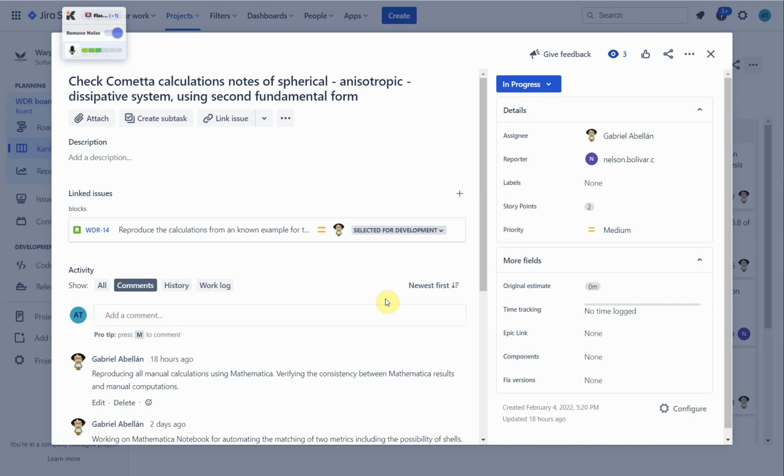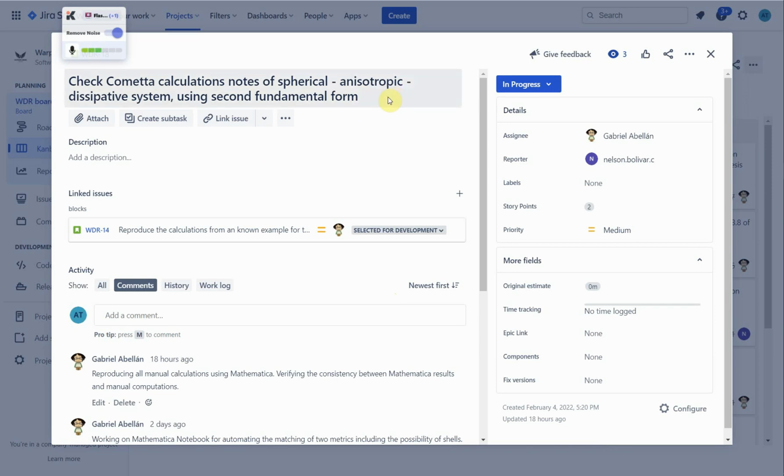And I know that Gabriel is very particular, so he likes to make the calculations by hand, and after that, he's making them in the mathematical notebook, and after that, he's comparing the results, right? That is right. Yes, he's very meticulous about that.